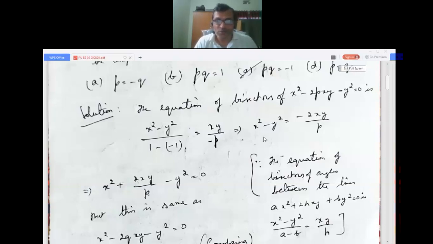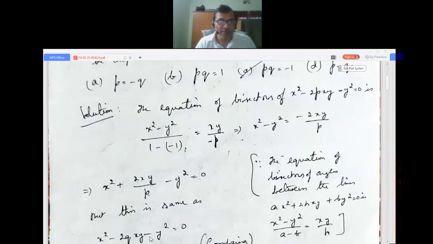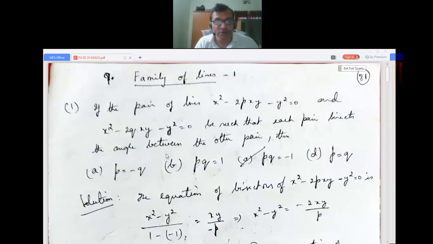So I get x squared minus y squared equals minus 2xy by p, because minus is there. So I get x squared plus 2xy by p minus y squared equals 0. I arrange and write it in the form of the pair of lines equation, x squared plus 2xy by p minus y squared equals 0. But this is the bisector of the angle, and it is given such that each pair bisects the angle between the other.